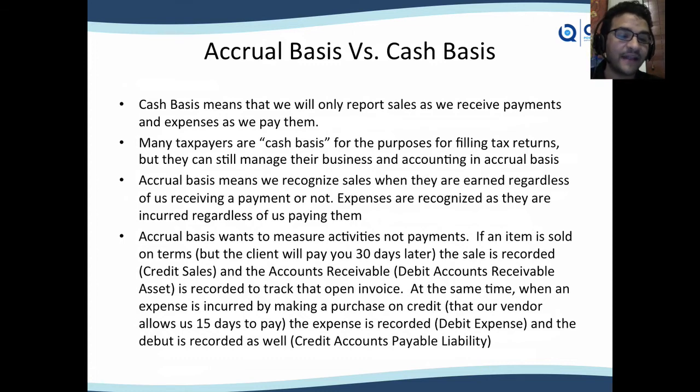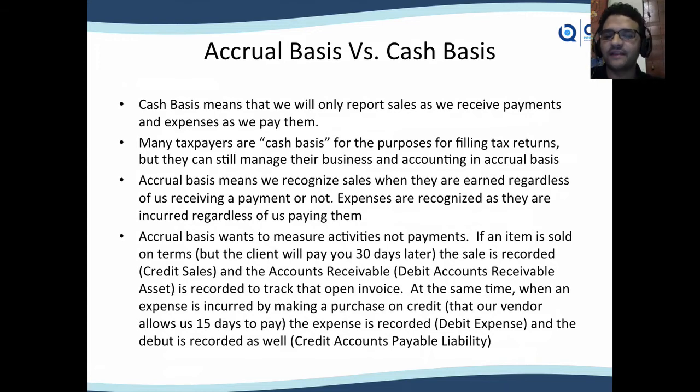For example, if I sell an item on terms, which means that I sold something to a client and gave them 30 days to pay, we still need to record the sale. We'll do a credit to sales. And because we have to balance the transaction, we also have to record the liability: the customer has to pay us, which is an asset to us called accounts receivable. We have an asset; the client has a liability, they need to pay us. We record that under accounts receivable. So we're going to debit accounts receivable and credit sales.